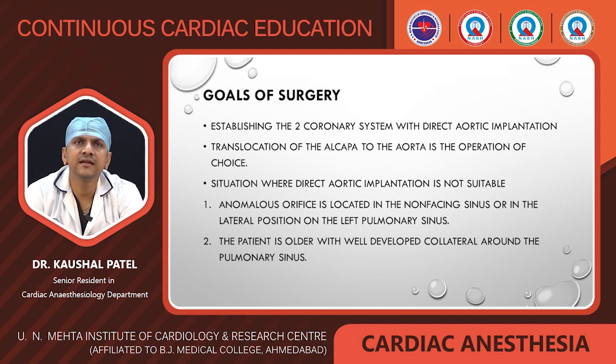The goal of the surgery is establishing the two coronary system with direct aortic implantation. So the translocation of the ALCAPA segment, that is the left coronary artery from the pulmonary artery to the aorta, is the operation of choice nowadays. The situation where direct aortic implantation is not suitable is when the anomalous orifice is located in the non-facing sinuses as described earlier, or in the lateral position on the left pulmonary sinus, and the patient is older with well-developed collaterals around the pulmonary sinus.